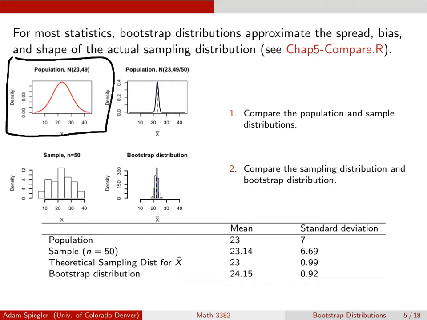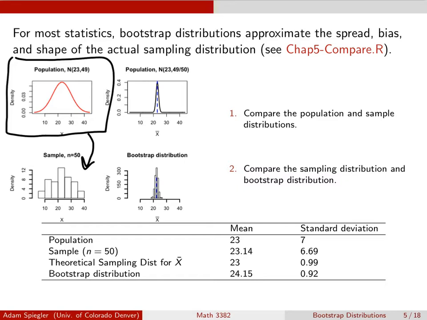But let's say now that we're dealing with a population, which is up here. Let's assume our population is normal. It has a mean of 23 and a variance of 49. So that 49 is actually the variance there. Then if I pick a random sample of size 50 from that population, that's what's being shown down here.